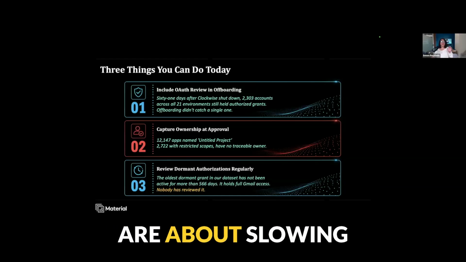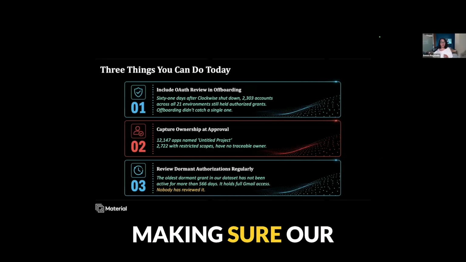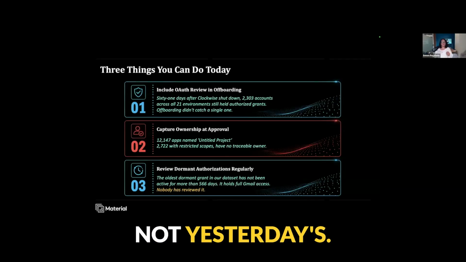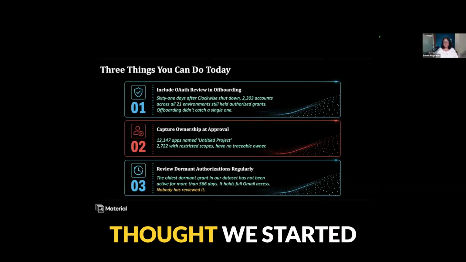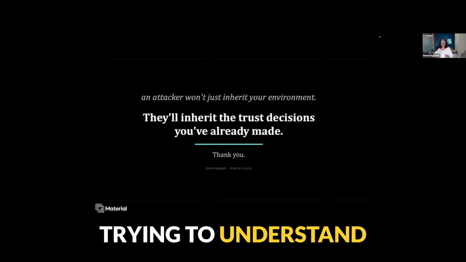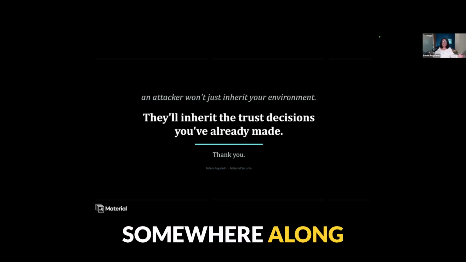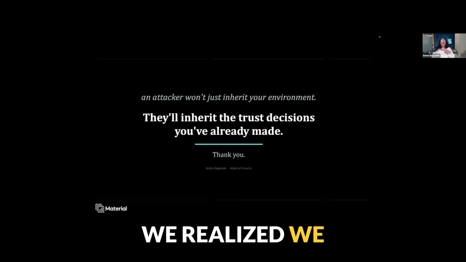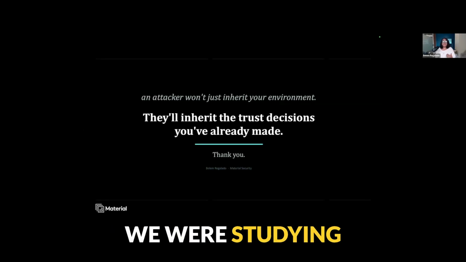None of these recommendations are about slowing AI adoption. They are about making sure our trust decisions continue to reflect today's business, not yesterday's. I would like to leave you with one final thought. We started this investigation trying to understand OAuth applications. But somewhere along the way, the investigation changed. We realized we weren't really studying applications. We were studying trust decisions.